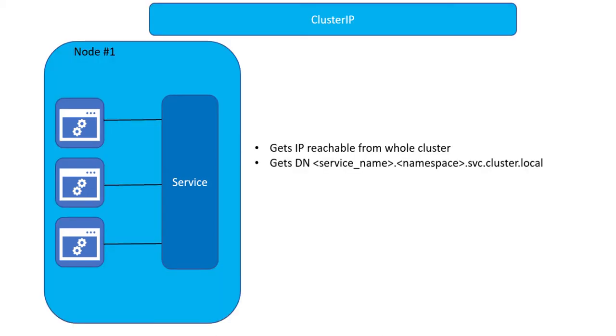So the first one is the ClusterIP type. This is just a simple service standing in front of all the pods. It gets an IP, which is reachable from the whole cluster, and it also gets a DNS name in the form of service-name.namespace.svc.cluster.local. So by this domain name, you can reach it in the whole cluster.